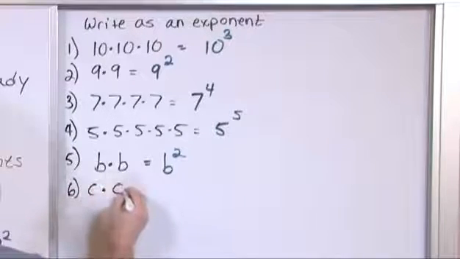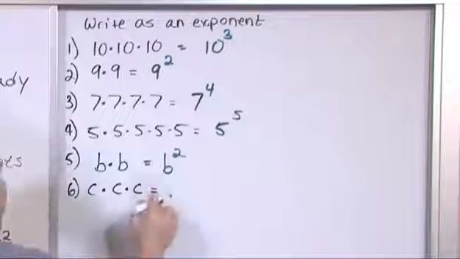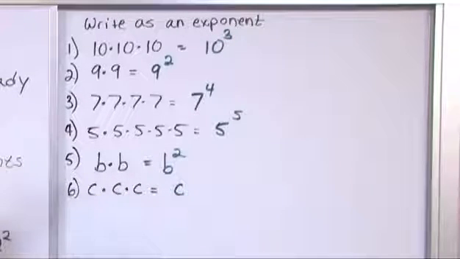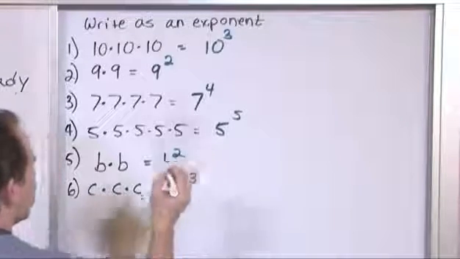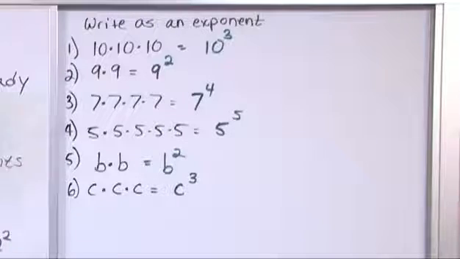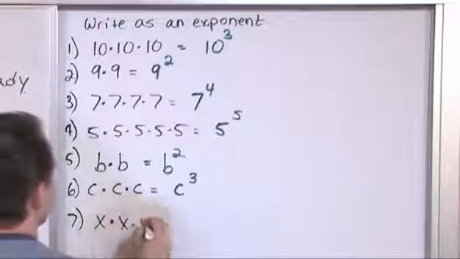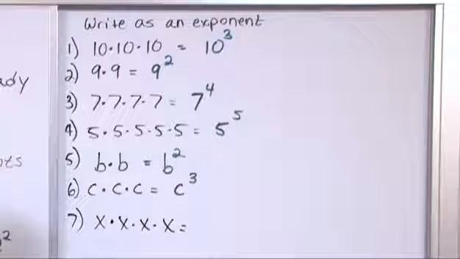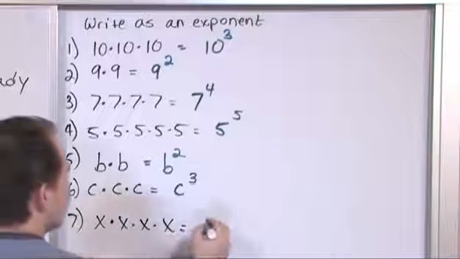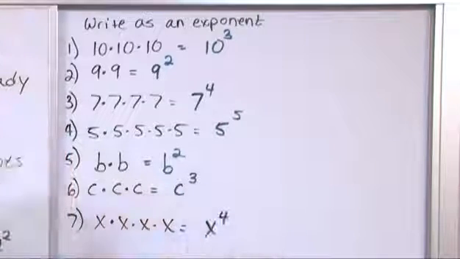What about c times c times c? Same thing. Same base, which is the letter c, which is some variable for something, multiplied by itself 1, 2, 3 times. So I just put it like that. What if I have x times x times x times x? You're going to see a lot of x here in algebra. The base is all the same. It's basically the same thing multiplied by itself 1, 2, 3, 4 times. So you see the pattern.